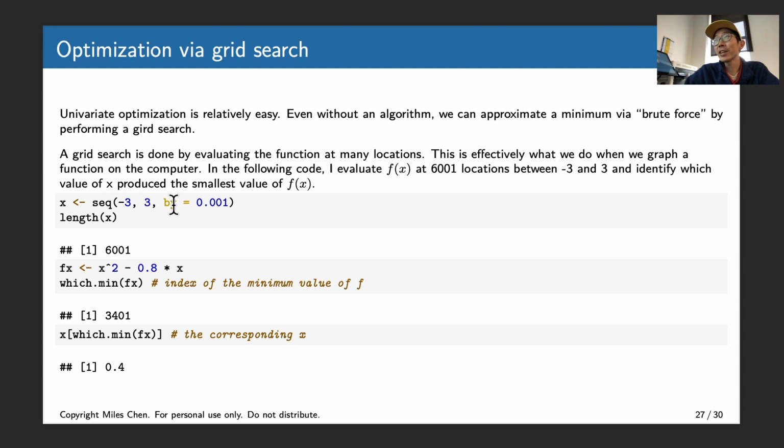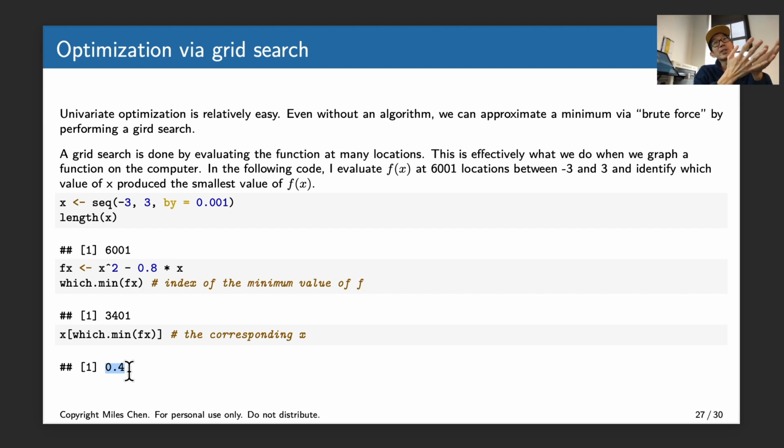And so here I just said, hey, what if I evaluated the function between -3 and +3, with a step size of 0.001 between all of these things? I could evaluate the function at basically 6,000 locations, and I could say, hey, which value produced the smallest value? And it says index location 3,401, which corresponds to the location 0.4, right? But basically, all I've done is just evaluate the function.